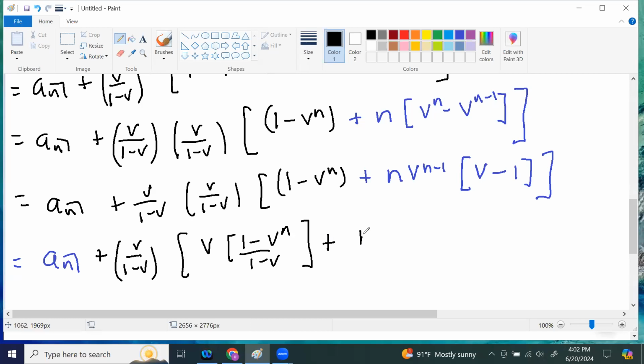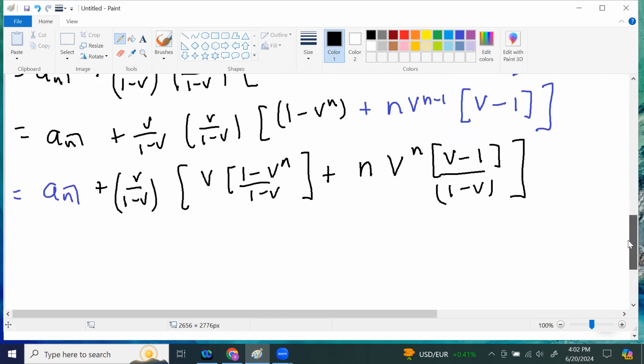We have an n. This v times v to the n minus 1 is n v to the nth power. Then I have a v minus 1 divided by 1 minus v. Look what happens there. Aha! What happens there is this. Now we're ready.